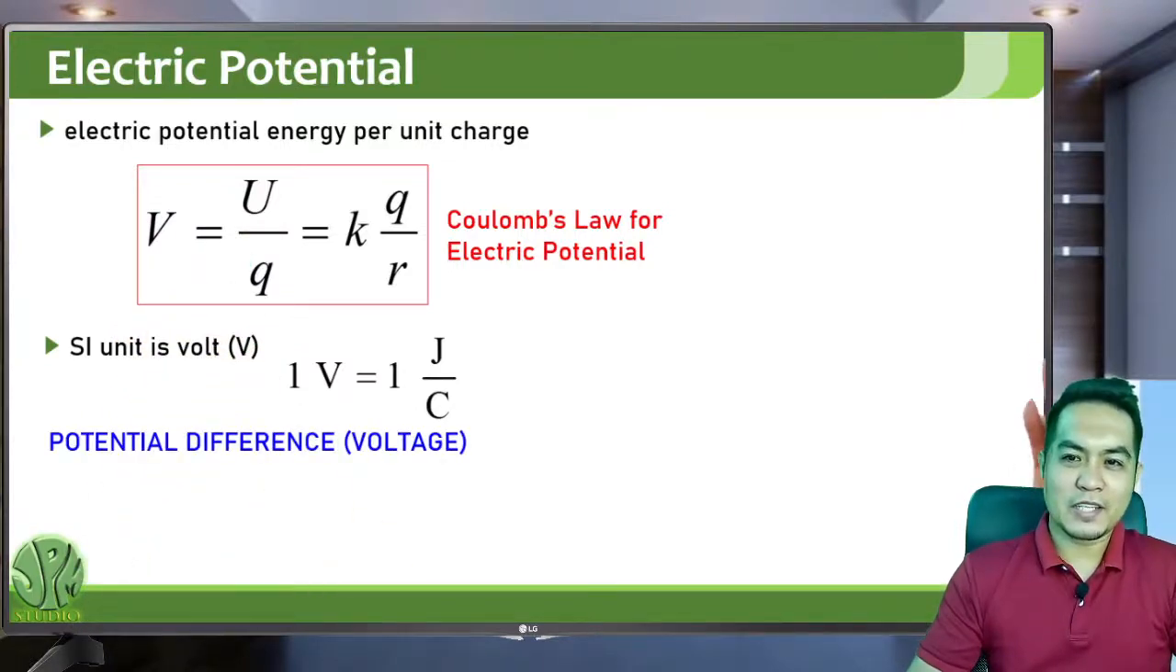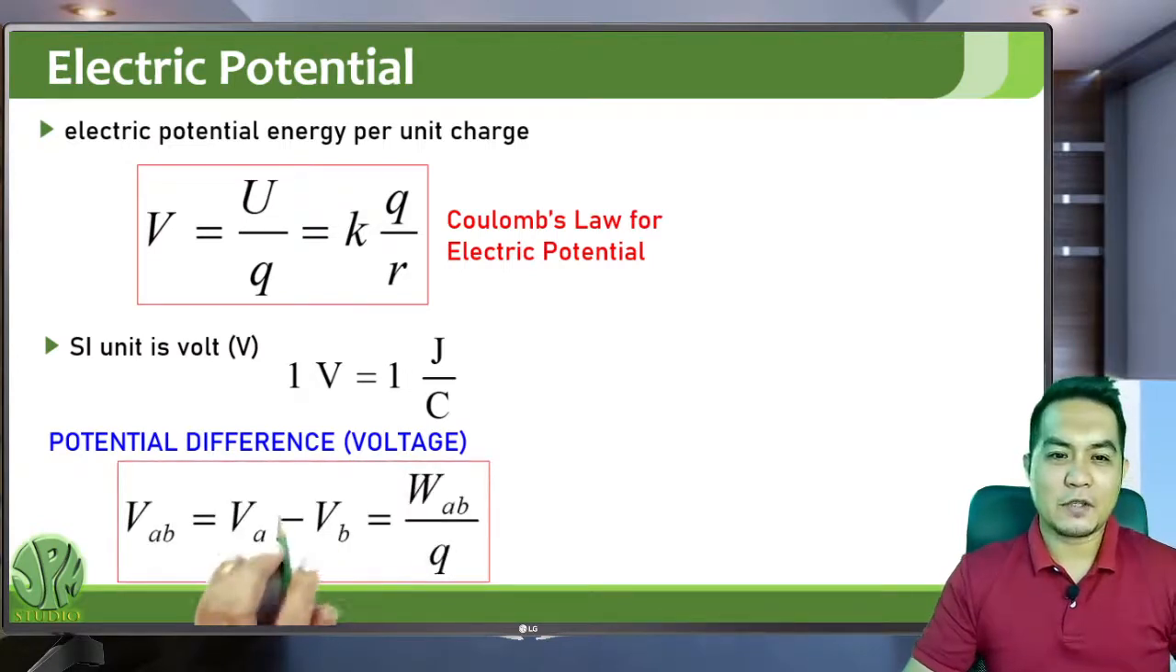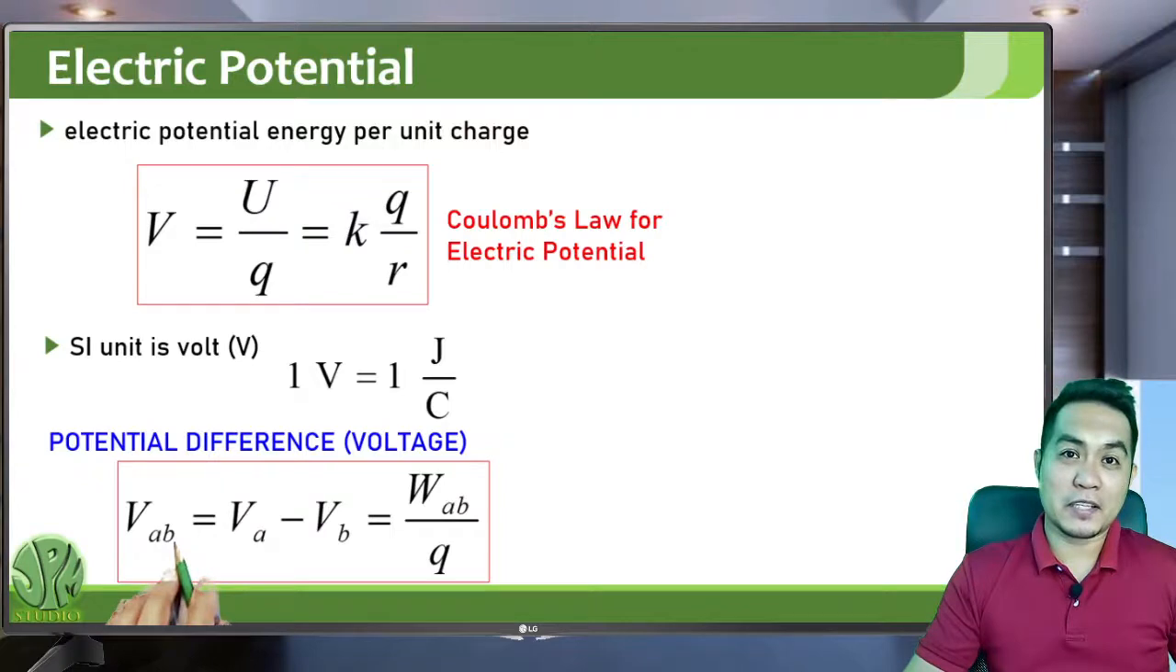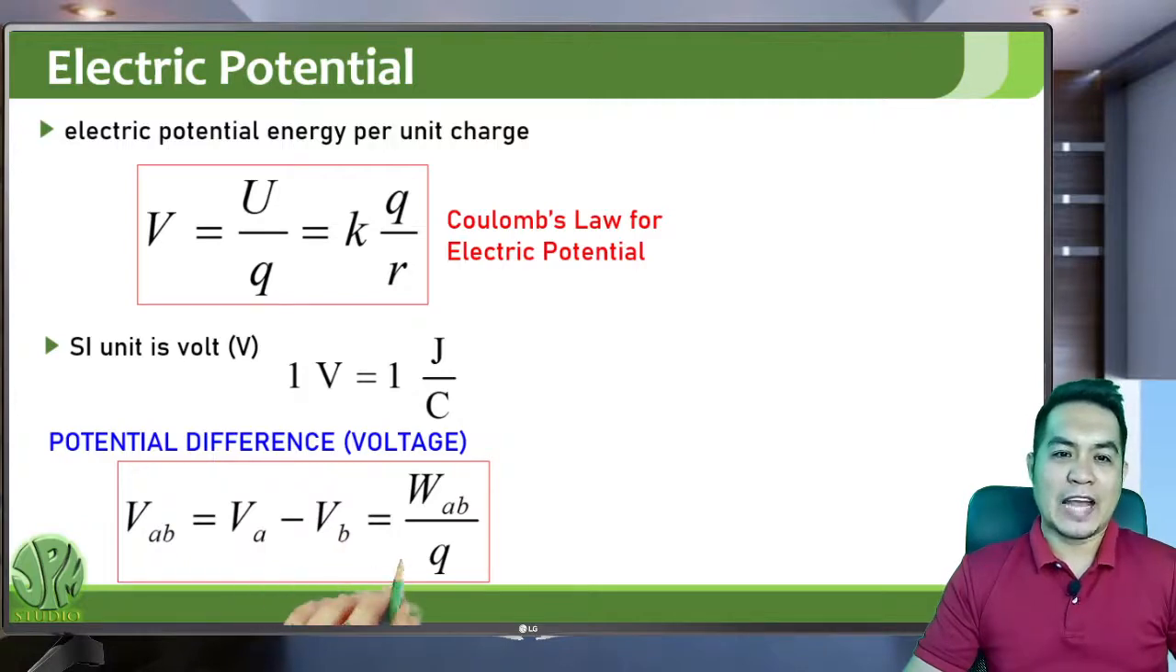In this lesson, we'll actually just focus on voltage, which is just the potential difference between 2 points. VAB is the potential difference or the voltage, because you will use this later in your electric circuit topics. It's just the potential at point A versus the potential at point B. And this is actually equal to the work done by the system or on the system when the charge moves from A to B, over Q.